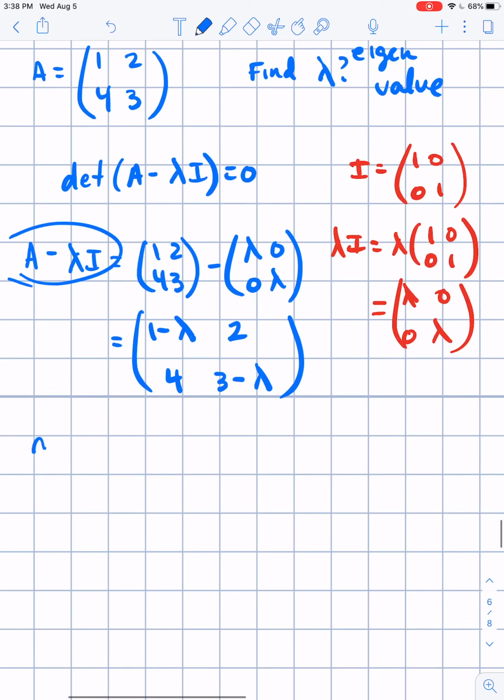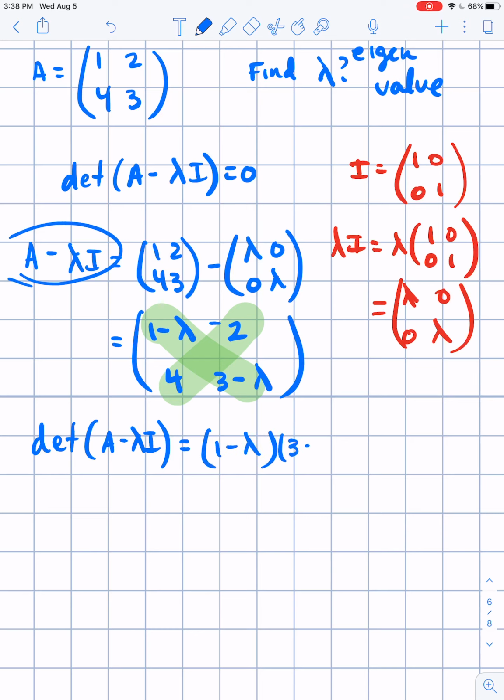Now the determinant of A minus lambda I, what you're doing again is taking these two, multiplying them, and then subtracting the product of the other two. So what it looks like is you'll have 1 minus lambda times 3 minus lambda, minus 2 times 4. So that gives me 3 minus 4 lambda plus lambda squared minus 8, which is going to be lambda squared minus 4 lambda minus 5.